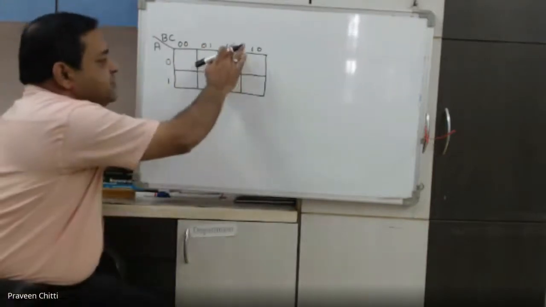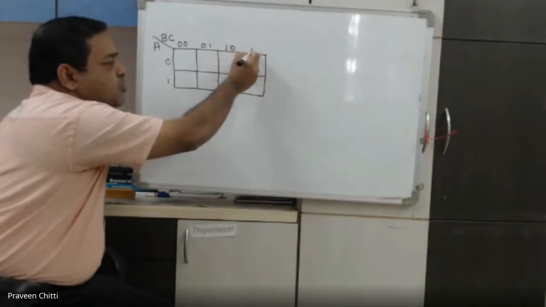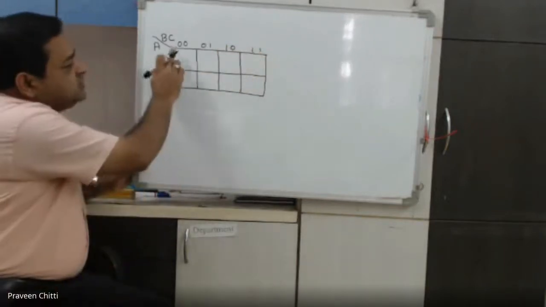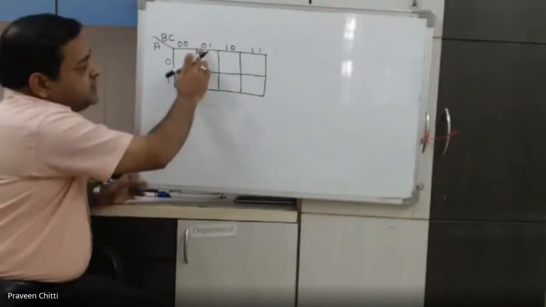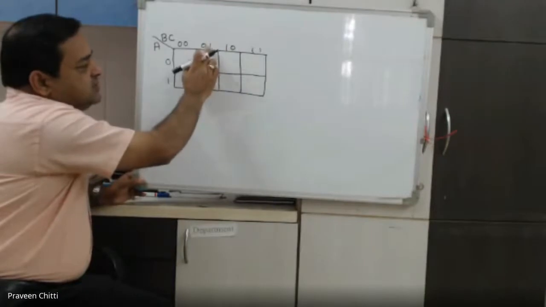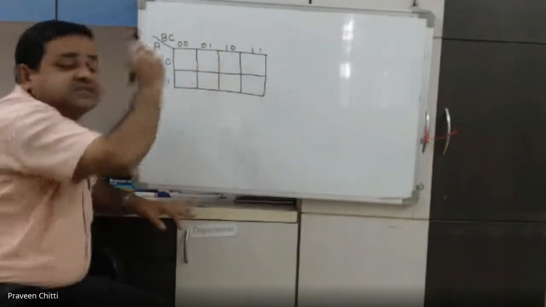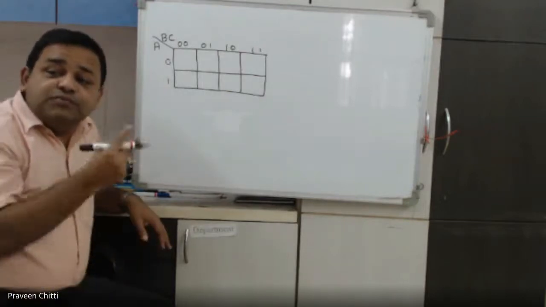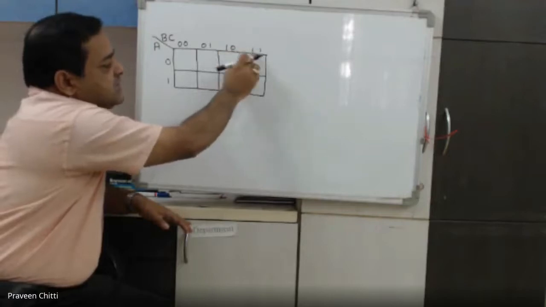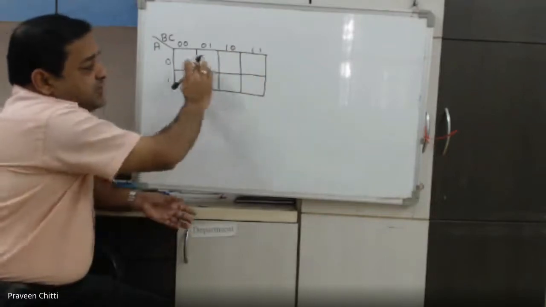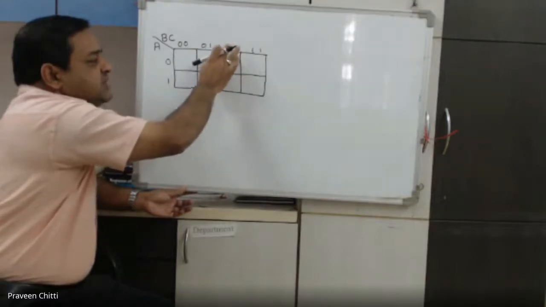Now suppose instead of writing like this, I write normal 1 0 then 1 1. Here 1 is fixed, only C has changed. But now this 0 is changing to 1 and this 1 is changing to 0. That means when you are moving from this cell to this cell, both the variables are changing. Similarly, if you take this order, both the variables are changing. So that is not allowed.